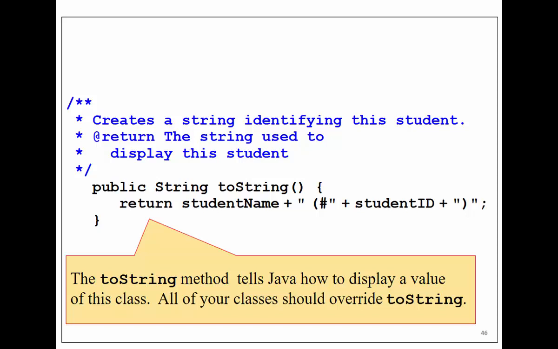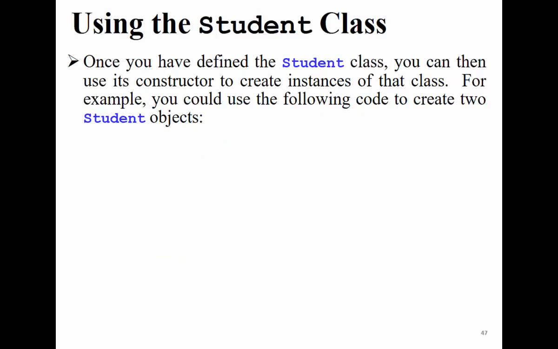This is a string representation for the app. It's good to have a toString in your classes. Whenever you define a class, it's good to have a toString inside your class to represent it. So, how can I use the Student class? I defined the Student class, how can I use it?